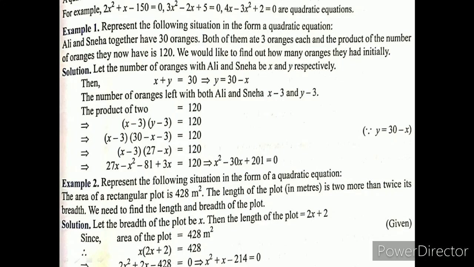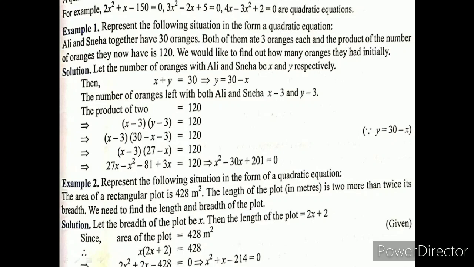So the solution is, we will assume one quantity as x and the other we can either take as y and then convert it into x, or directly write it like this: if the breadth of the plot is x, then the length of the plot will be 2x plus 2, and we know that area is equal to length into breadth. So the solution is, let the breadth of the plot be x.